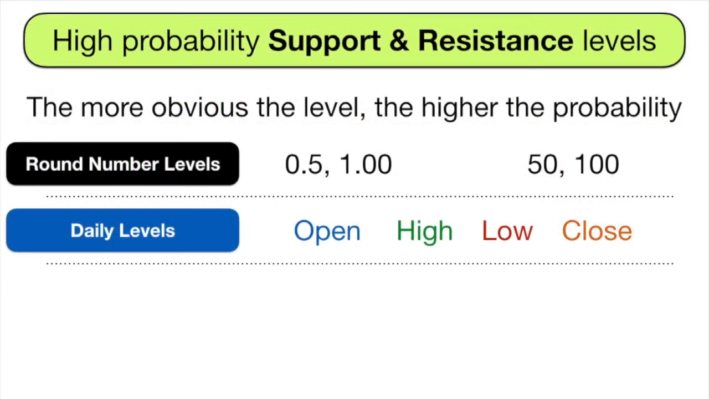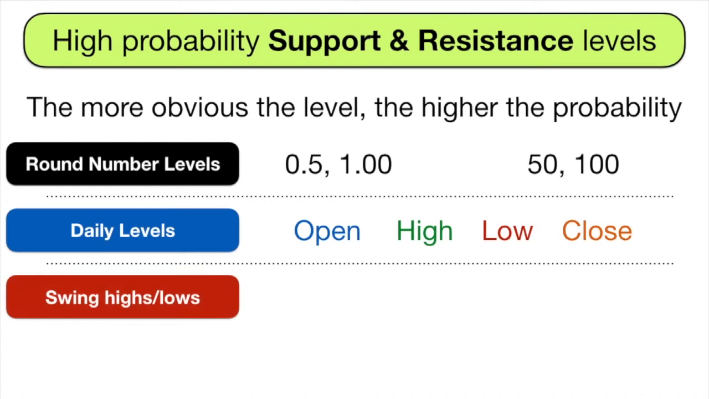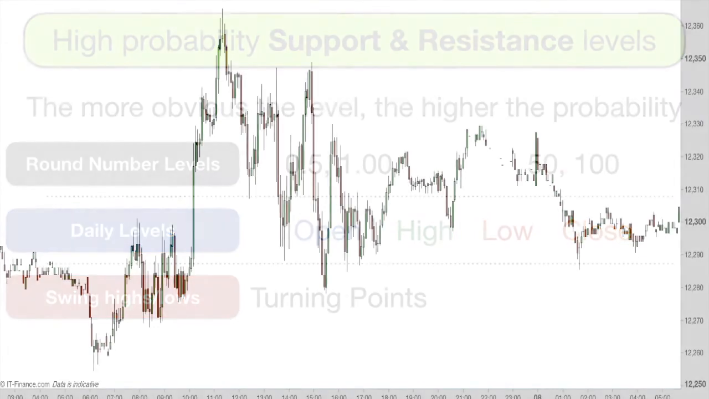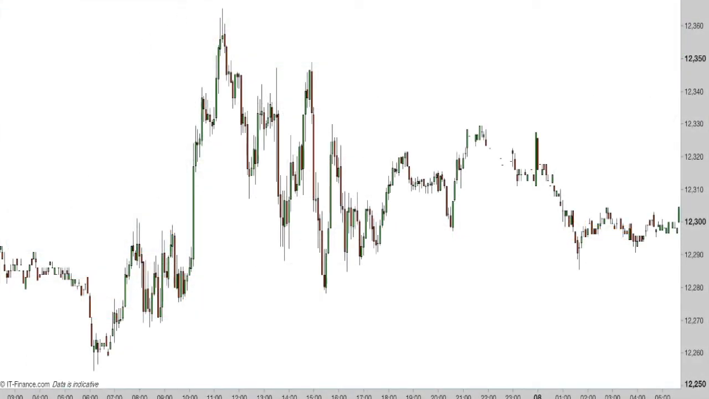And the third type of high probability support and resistance levels are swing highs and lows. So go to your preferred trading time frame and use the historical information on your charts to identify where the market has turned in the past, because these are the previous swing highs and swing lows. You might like to condense the bars on the charts so that you can get the bigger picture and pull these levels out a little bit more easily.